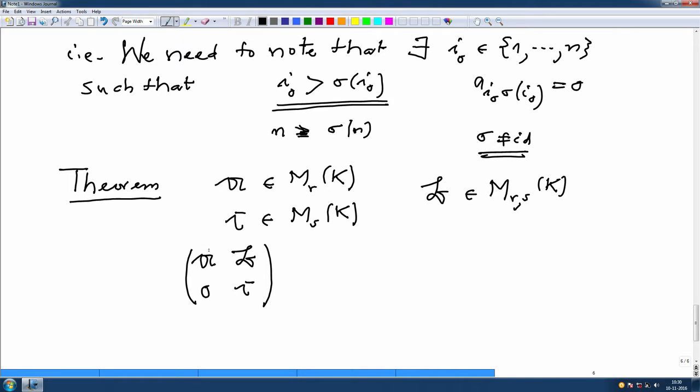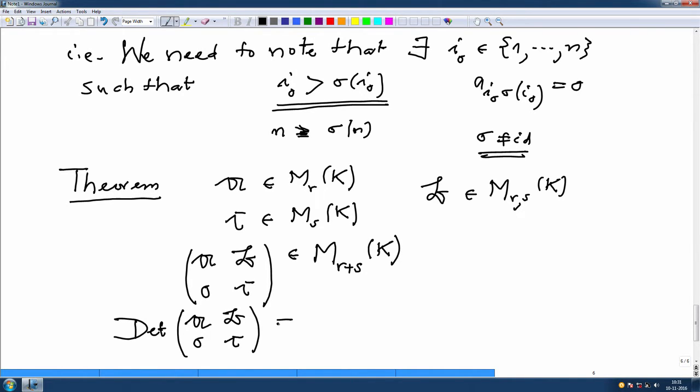Note that the number of columns is R here, and the number of columns is also S here. So it has R plus S columns. Let us check the rows: this has R rows and this has S rows. So it has R plus S rows and R plus S columns, so it is a square matrix of order R plus S. In this case, we want to prove a formula: the determinant of this matrix is nothing but the determinant of A times the determinant of C. This is very useful for computational purposes.